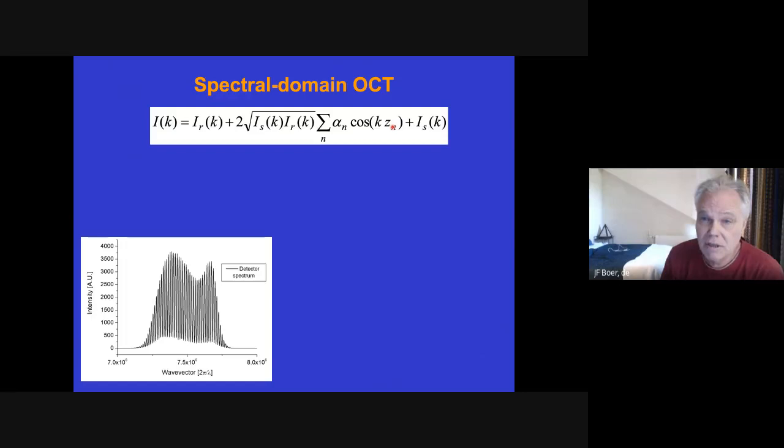And we can see that this cosine peaks if it's equal to 2 pi, and k is equal to 2 pi over lambda. So it means that z_n, the path length difference between sample and reference arm, divided by lambda is equal to an integer. And then we get the maximum. And that explains the spectrum that we see. And now the beauty is that we can retrieve back our depth profile by doing a Fourier transformation of this intensity as a function of k.